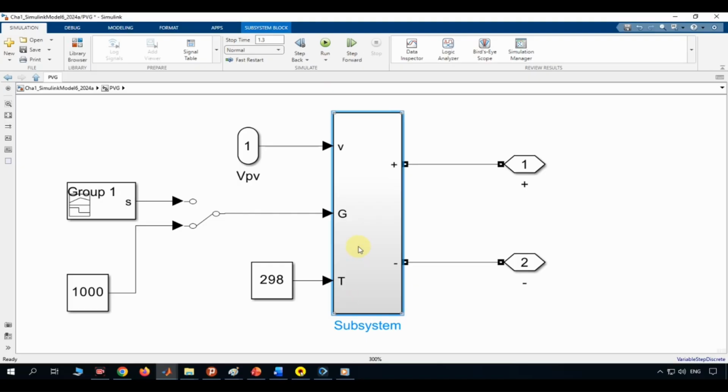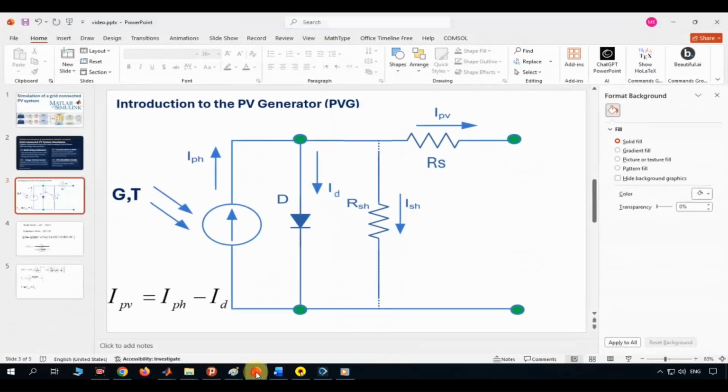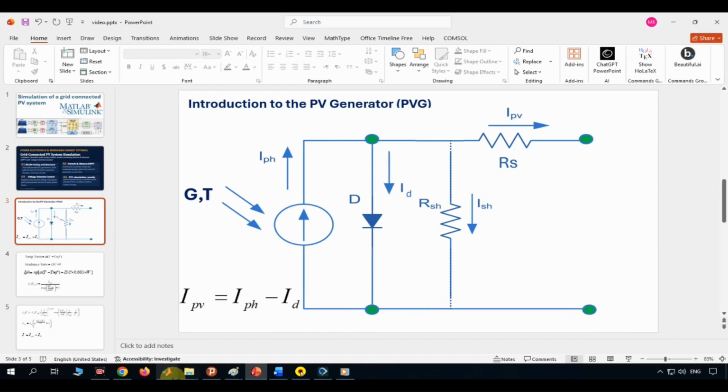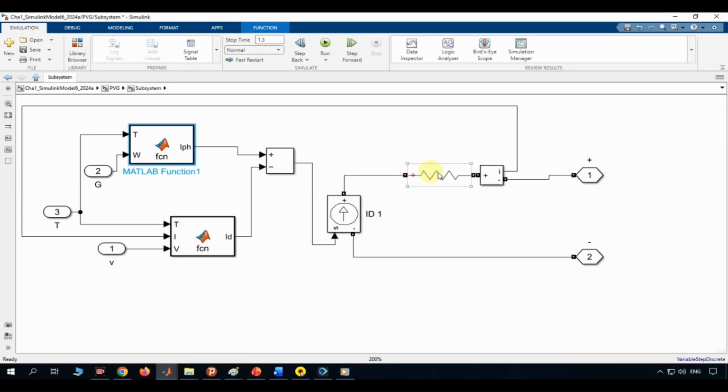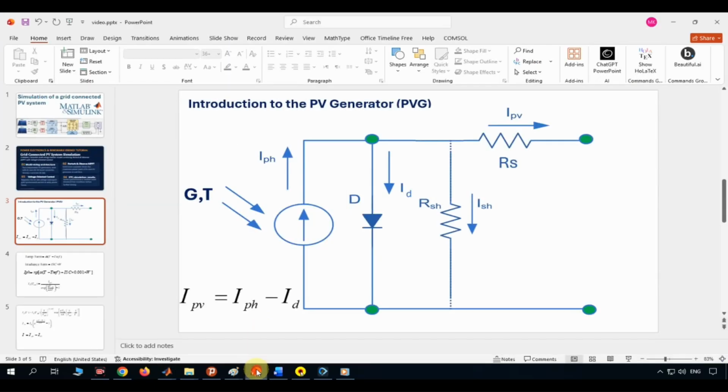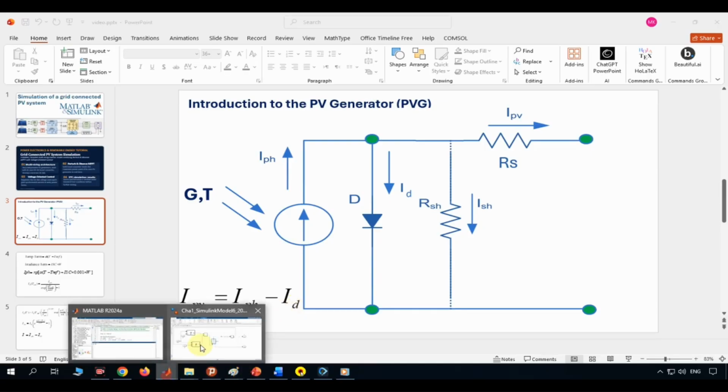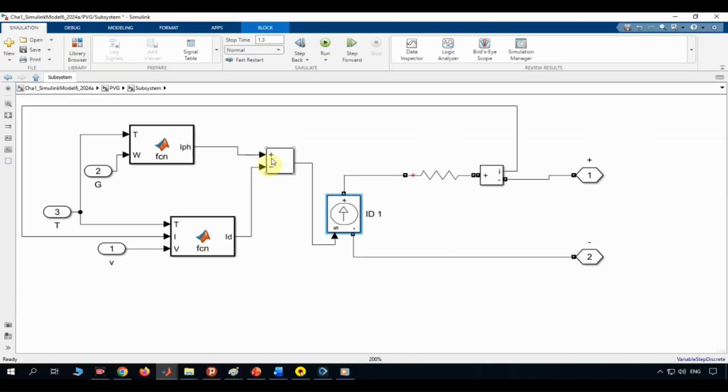Before studying the MATLAB functions, let us remember the electrical equivalent circuit of a solar cell. A practical solar cell consists of a current source representing the photocurrent generated by sunlight, a diode representing the PN junction, a series resistance, and, sometimes, a shunt resistance. The output current of the PV cell is calculated from the difference between the generated photocurrent and the diode current. Mathematically, the output current equals the photocurrent minus the diode current. Therefore, I equals Iph minus ID. This simple equation is exactly what we observe inside the Simulink subsystem.